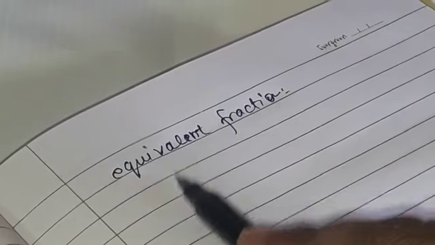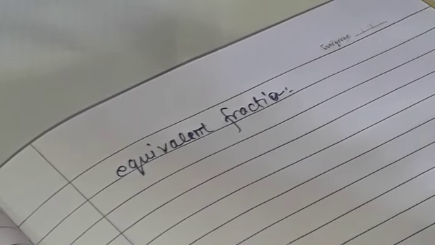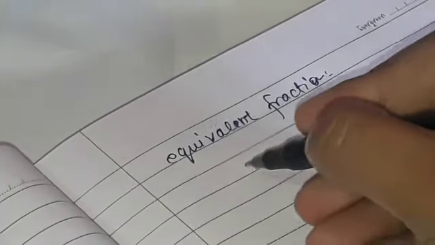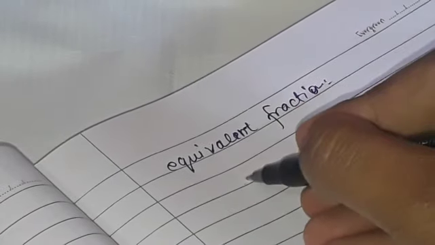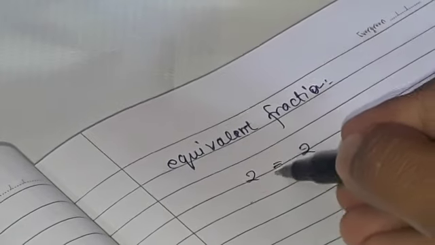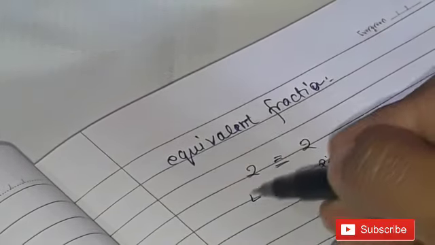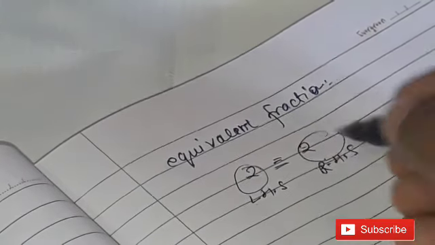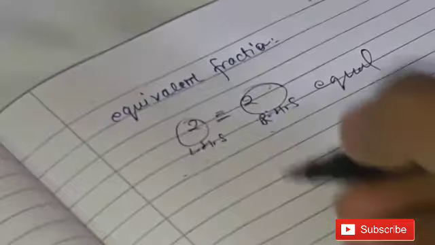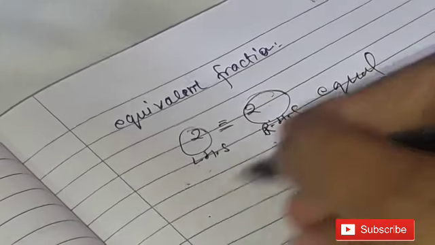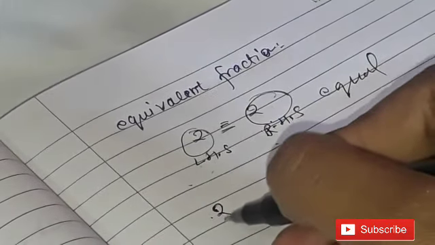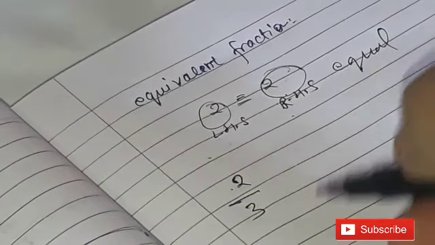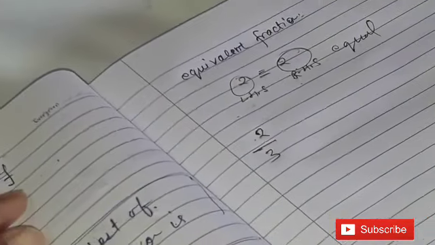Class, one new topic is equivalent fraction. You all know equal. Equal means when your left hand side is equal to the right hand side. When your left hand side and right hand side have the same number, then we can say it is equal. But when we are talking about equivalent fractions, suppose this is your fraction 2 upon 3.